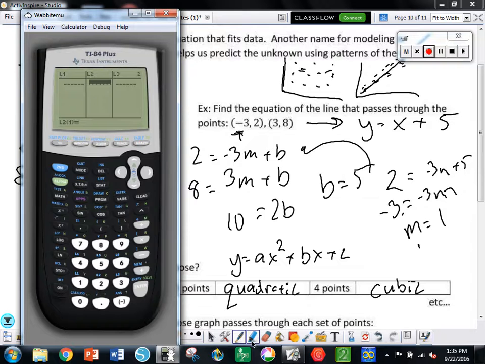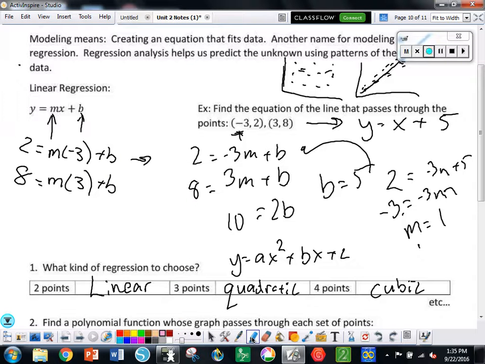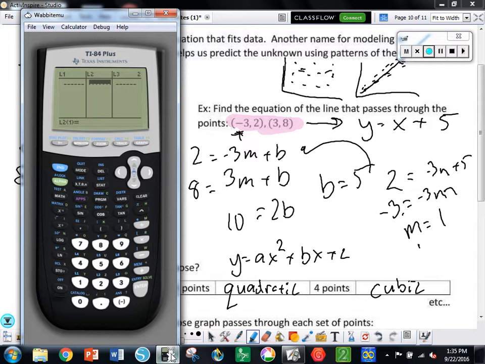So, where's my screen? Where's my thing? Highlight. The x's go into L1, the y's go into L2. So I'm going to push over to L1. My first x is negative 3. So I go negative 3, enter. Who's my other x? 3, enter. Okay, now what y value correlates with negative 3? 2, so I hit 2, enter. Who correlates with the 3?